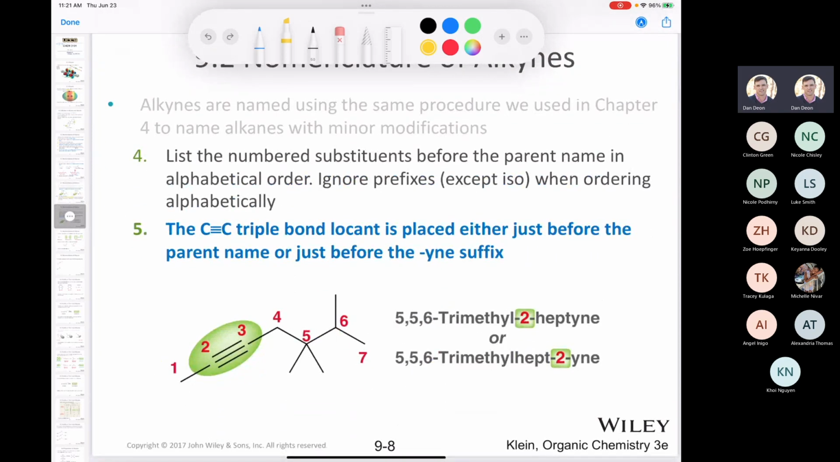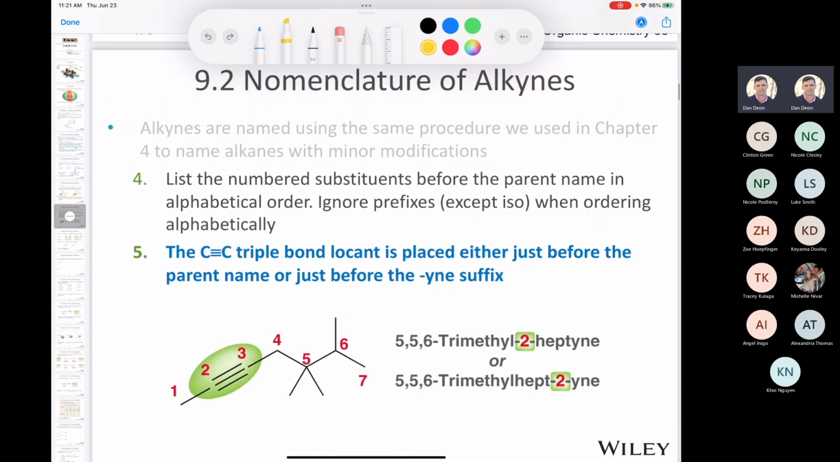What else? List and number the substituents. Students usually don't struggle with that. By now, students are pretty rock solid on the alphabet. So cyclo and neo, we don't want to forget those. And then I showed you how to apply this rule here to put the triple bond locant either before the parent or before the suffix. Either one is totally fine. There's nothing wrong with either of those.